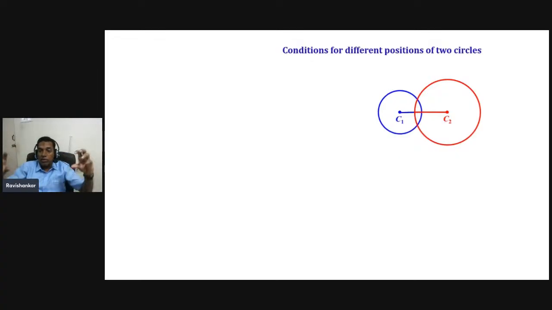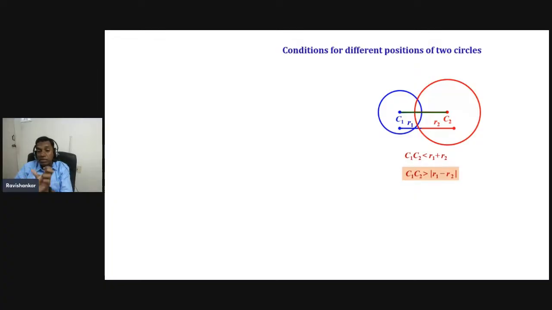Okay. Now, if the two circles cut each other at 2 points, then you can see that this is R1, this is R2. R1 plus R2 will be bigger than C1C2. So C1C2 is less than R1 plus R2. Okay. But here, there is one extra condition that will come, which is C1C2 must be greater than R1 minus R2. Why is this condition there? That I'm going to explain with the next thing.